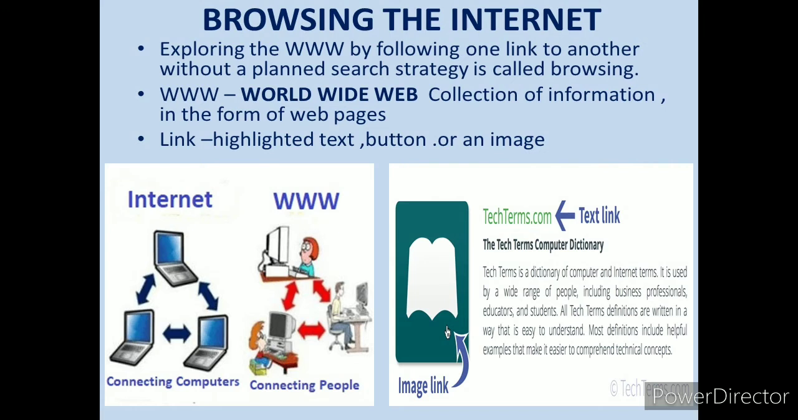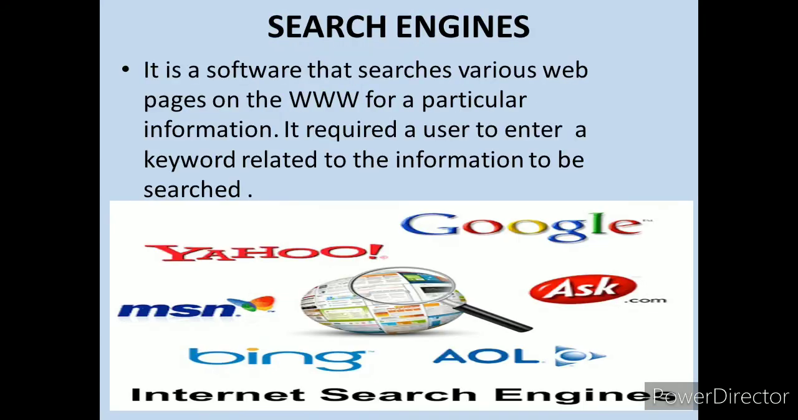Here I am giving some pictures of the internet, the www, and links. The internet is connecting computers so that they can share information. And what is www? It connects people. And what are links? Links can be in the form of text, like techterms.com, that is a text link. If you click on that, another web page will open. The second one is an image link. If you click on that image, the next web page will open.